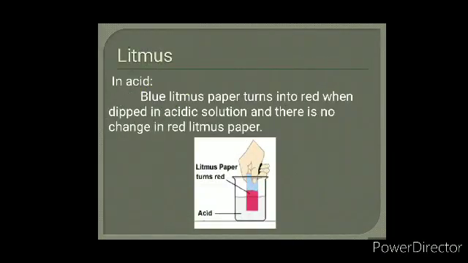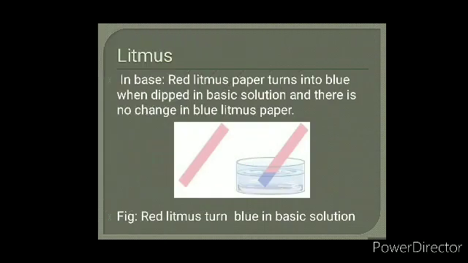Then, as we already discussed, it is also available in paper form. Mainly it is available in two colors. One is blue color, and one is red color. In acid, blue litmus paper turns red when dipped in acidic solution, and there is no change in red litmus paper. And in base, the red litmus turns blue while there is no change in blue litmus paper.